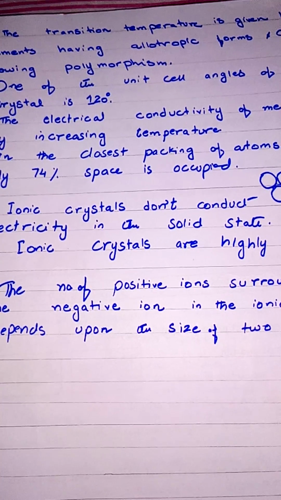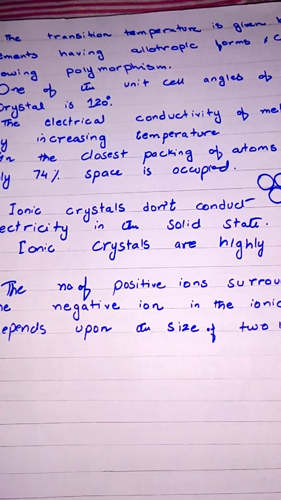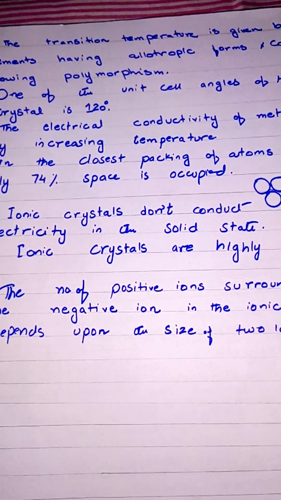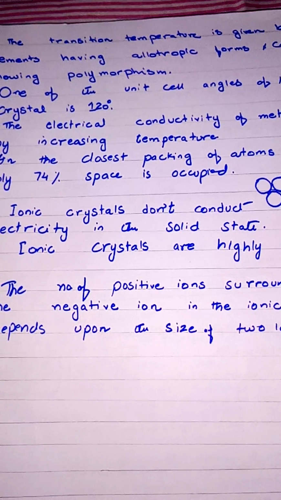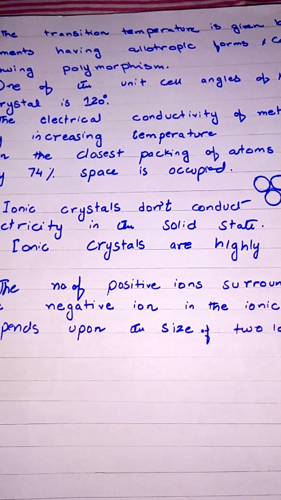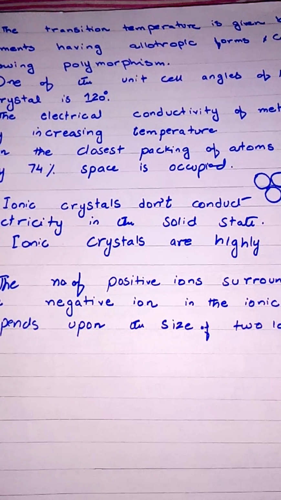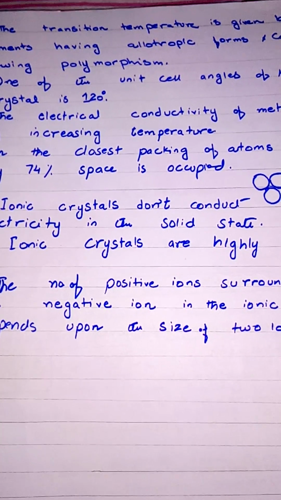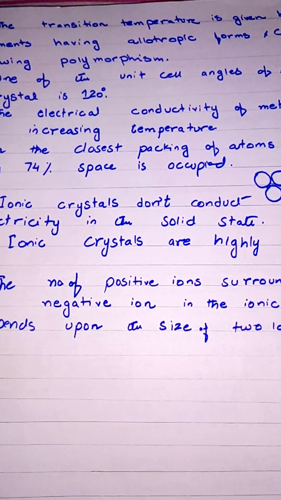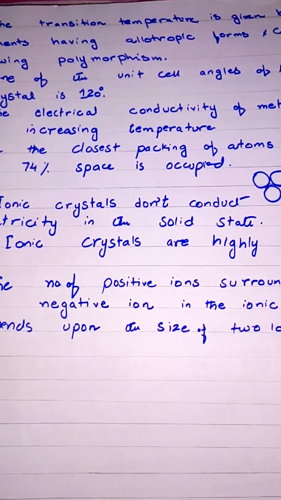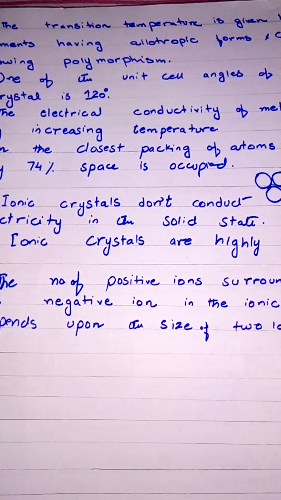We have done 9 short questions, and now I will explain question number 10 of question number 12, part 10. One of the unit cell angles of a hexagonal crystal is 120 degrees. Why? In a hexagonal structure, one of the angles is 120 degrees. It is present inside the hexagon as shown in the figure.